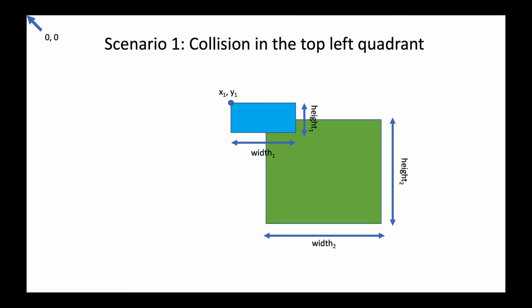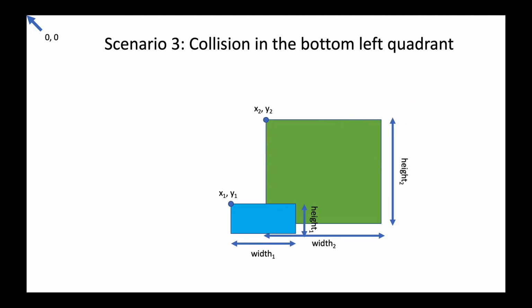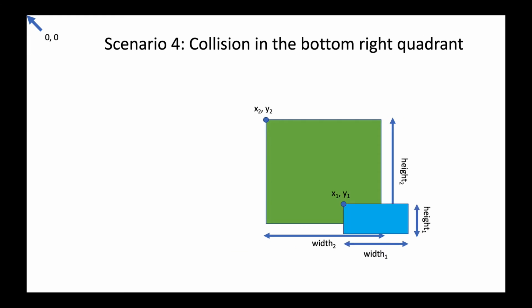So in thinking about collisions, we're actually going to consider just 4 scenarios. All of the possible collisions that we might encounter with these two rectangles can be handled by just looking at these 4 scenarios. First is the top left quadrant, and then the top right quadrant, the bottom left quadrant, and the bottom right quadrant.